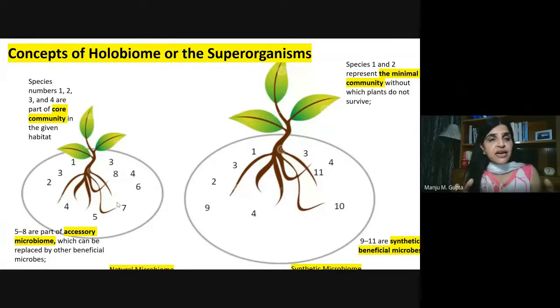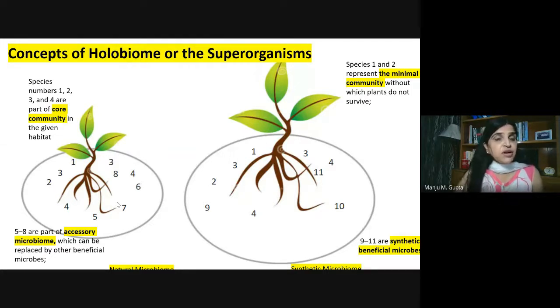Then what you could decide is that they are very important for the plant to exist, for a healthy plant. Then there was a minimal community, like species 1 and 2 in this case. They are always present, and if you remove them from there, the plant is going to die. So they are necessary for the existence of the plant.